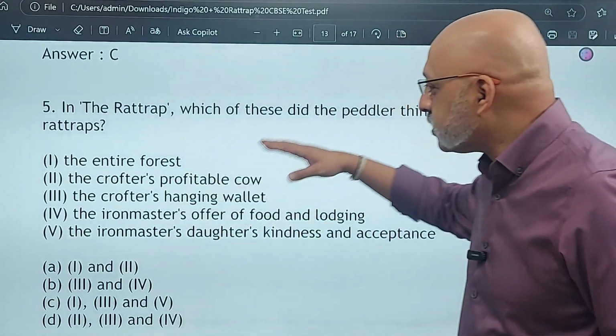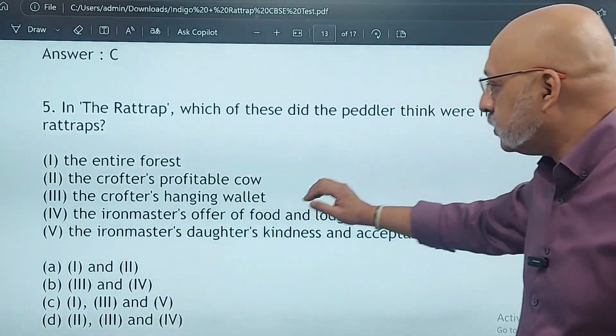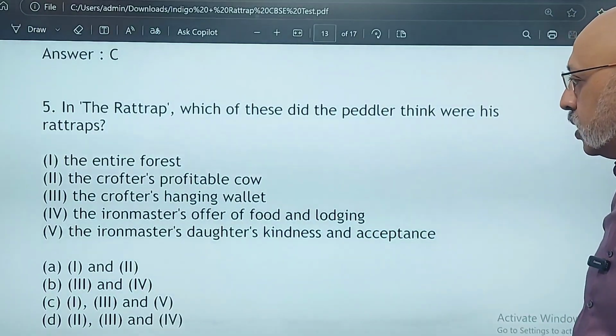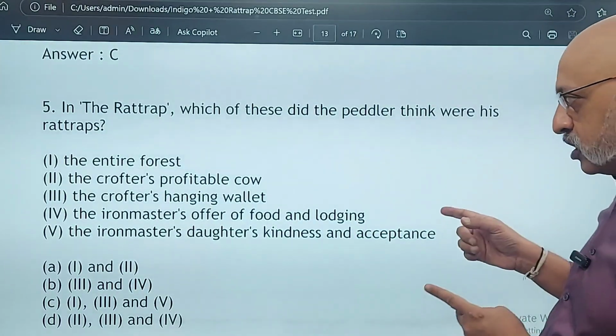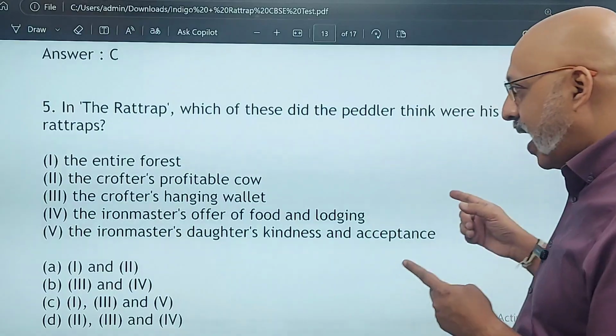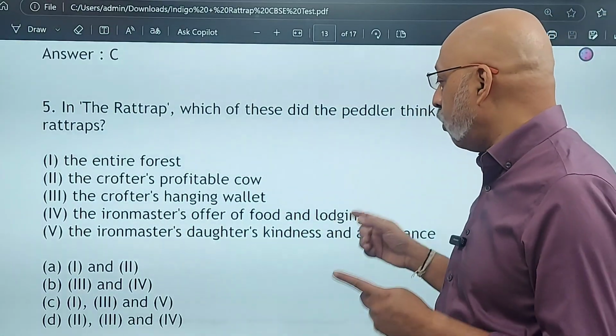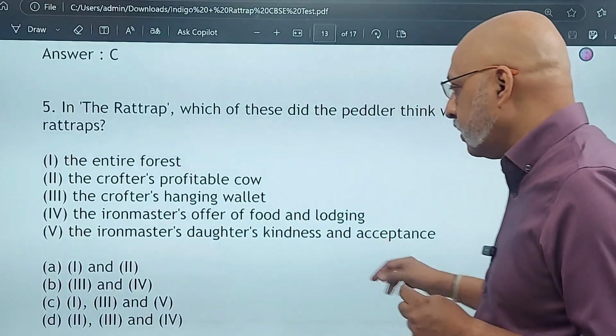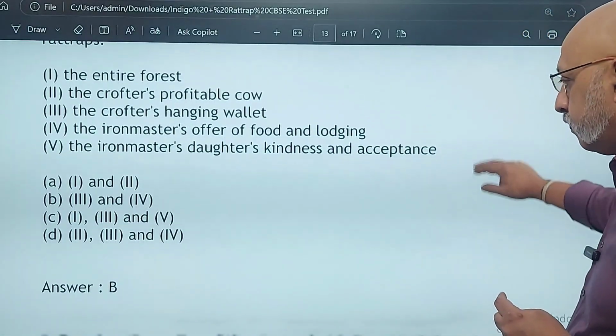The entire forest, the crofter's profitable cow, the crofter's hanging wallet, which of these are true? So the correct option is, of course, 3, the hanging wallet, and the Ironmaster's offer of food and lodging. He refers to it as a lion's den, right? So the correct option would be B.